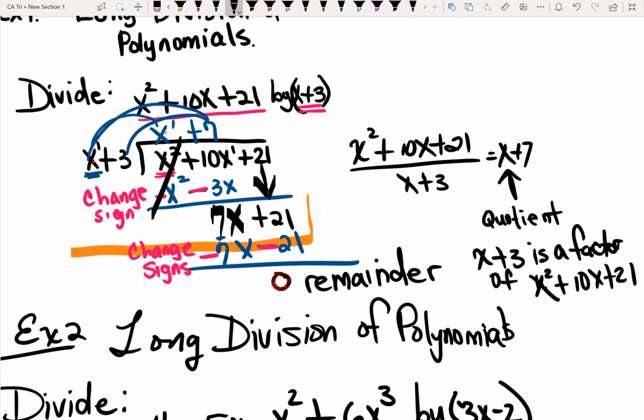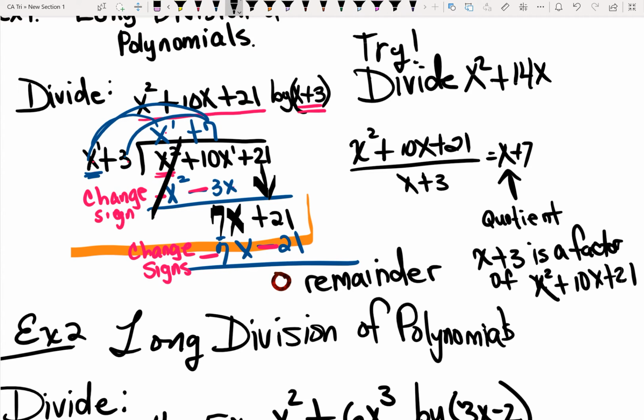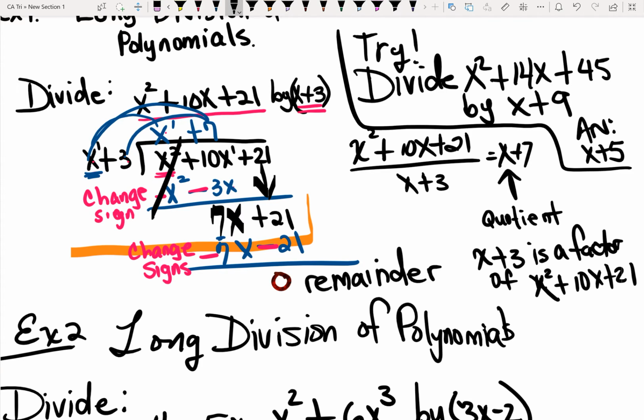Okay. So if you wish to try one on your own, I would ask you to try to divide x squared plus 14x plus 45, and you're going to divide that by x plus 9. The answer that you should obtain should be x plus 5. So this is your question, and there's your answer, just in case you want to check your work.